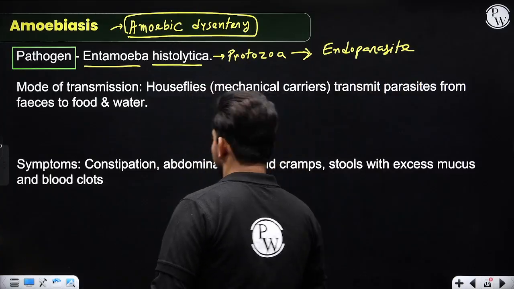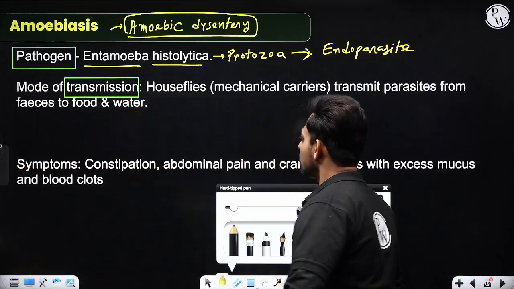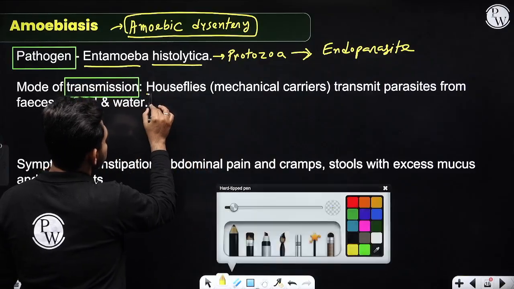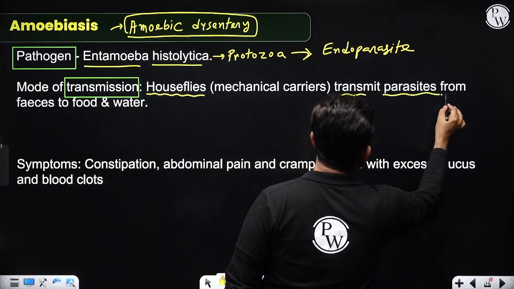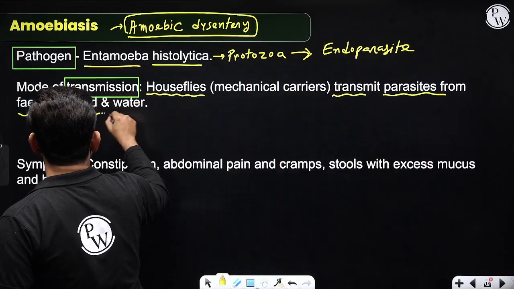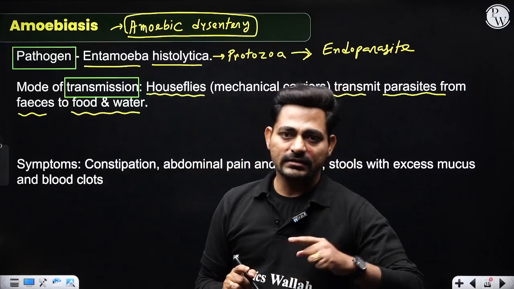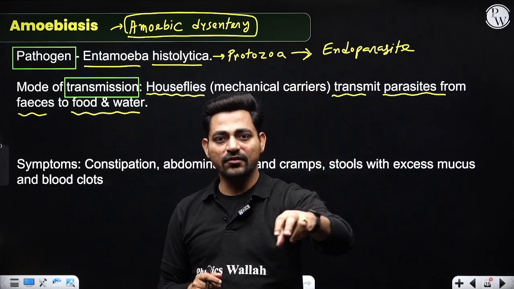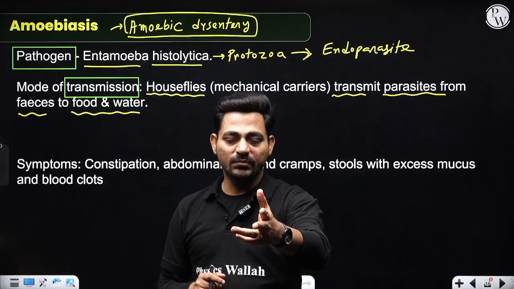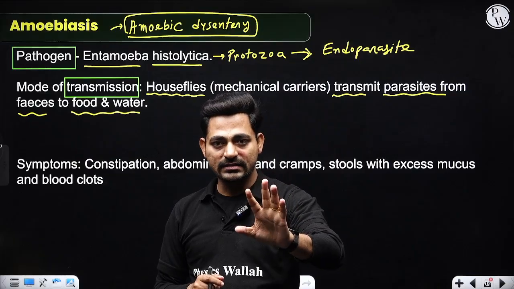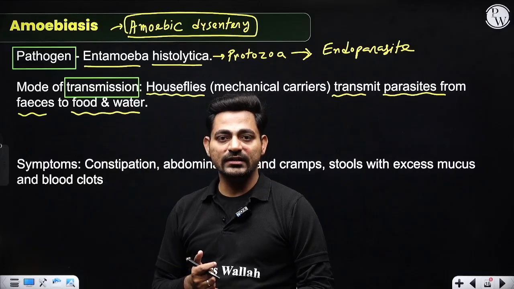Okay. Now let's talk about the mode of transmission of Entamoeba. It's a vector-borne or carrier-borne disease. Houseflies act as mechanical vectors and transmit the parasites from feces to food and water. See these houseflies, they are roaming here and there. They sit on dirt and stool particles, rotten particles, and collect their food from there because they are saprozoic in nature.